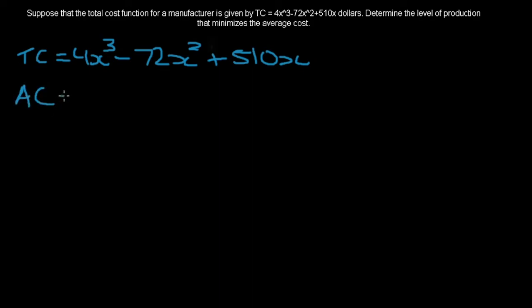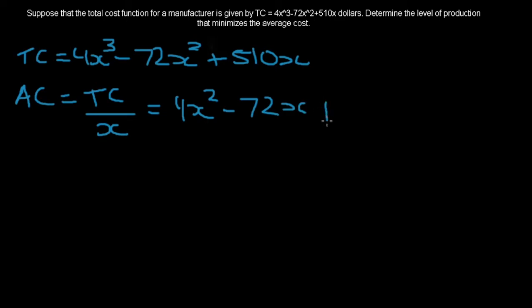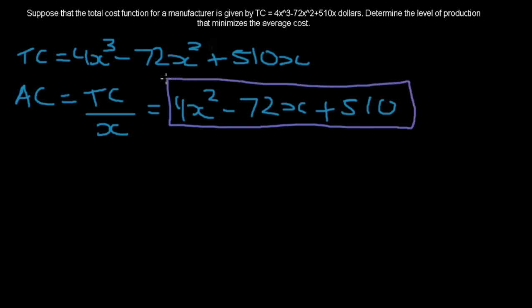And to find average cost, all we have to do is divide the total cost by x, the quantity of units. And so for this equation, we would get 4x squared minus 72x plus 510. Alright, so that is our average cost formula.